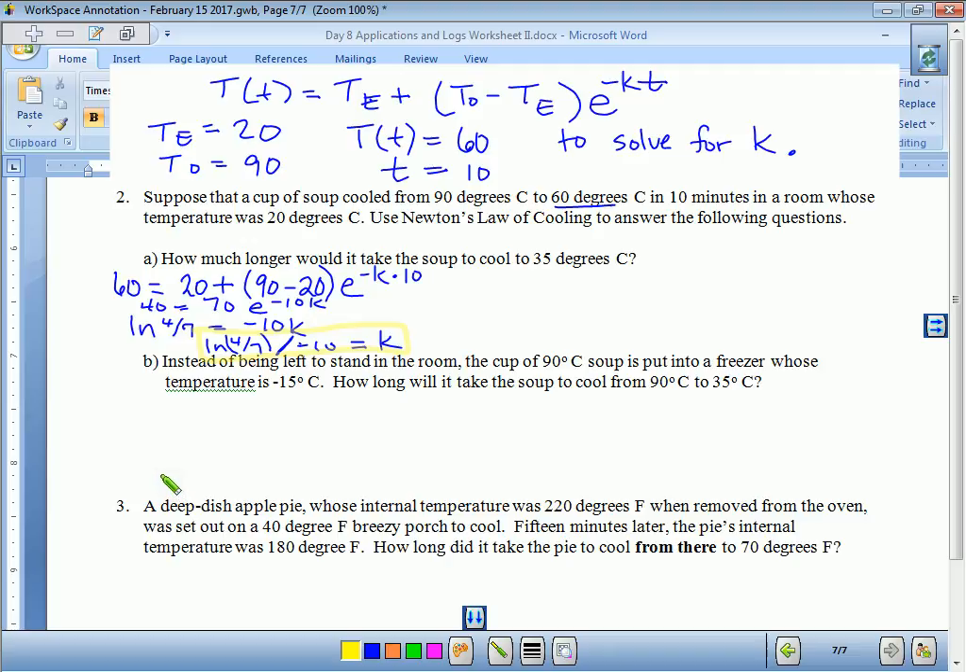Is it always negative 10? No, it's because I keep using 10 minutes. If I use 5 minutes, it would be over negative 5. But why is it a negative? Because it's negative k. We switched the t and k. Oh, I got it right.